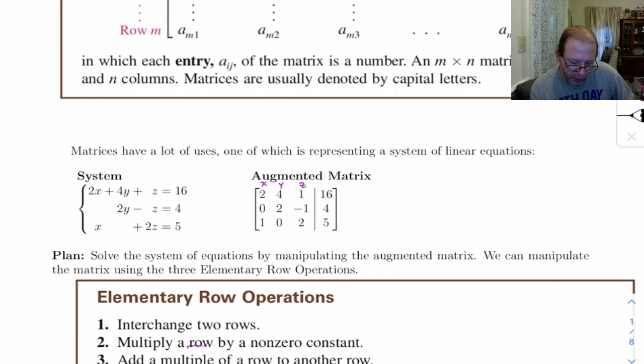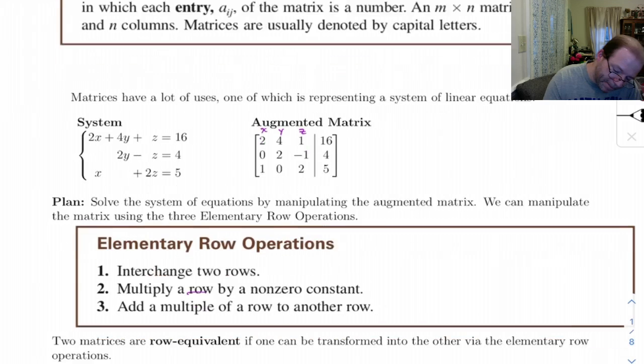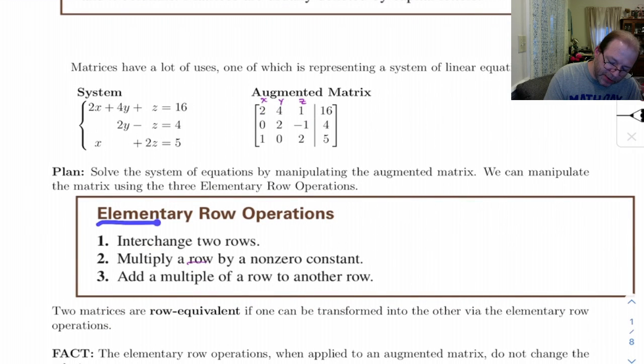So, normally when we solve a system of equations, there are different things we do. You can always multiply an equation by a constant. You can add equations together and stuff. So the elementary row operations are all the things that we can do to an augmented matrix without affecting the solutions to that system.